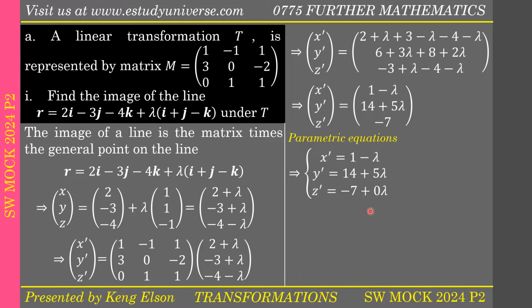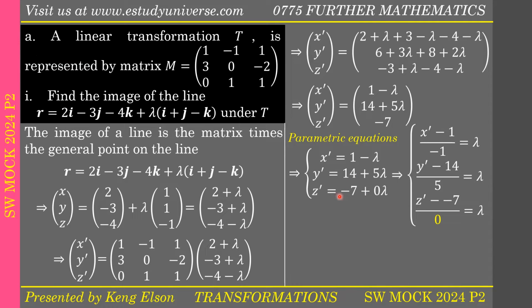So how do I get a Cartesian equation of the image? I just introduced this 0 lambda here just to explain a certain concept. To get a Cartesian equation, I need to find lambda in all the equations. That's the first reason why I introduced a 0 lambda here, so that I'll be able to find lambda here. So I find lambda in the first equation, in the second equation, and in the third equation.